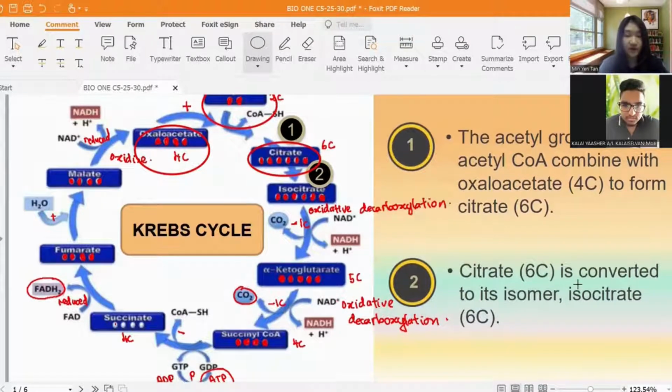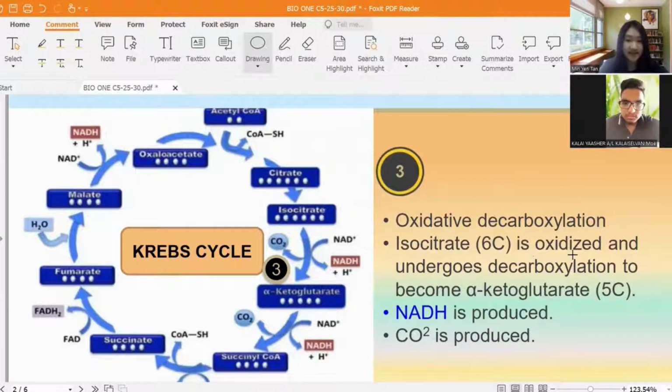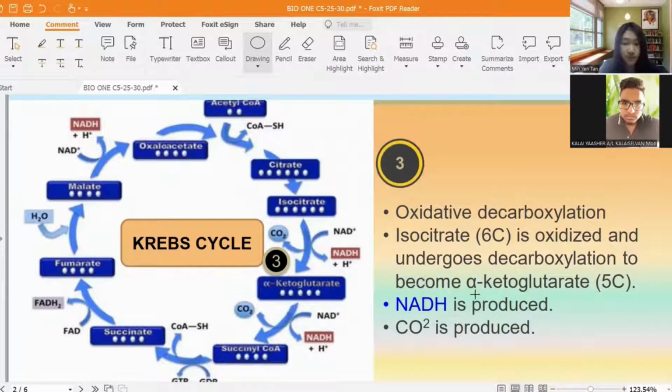Then this citrate is converted to its isomer, isocitrate, also 6 carbon. In the next step, the isocitrate is oxidized and undergoes decarboxylation to become alpha-ketoglutarate. When the isocitrate is oxidized, NAD plus is reduced to produce NADH. When the isocitrate undergoes decarboxylation, 1 carbon dioxide is produced, because decarboxylation means that 1 carbon is lost to the formation of carbon dioxide. Here you can see the NAD plus is reduced to NADH and 1 carbon dioxide is formed.